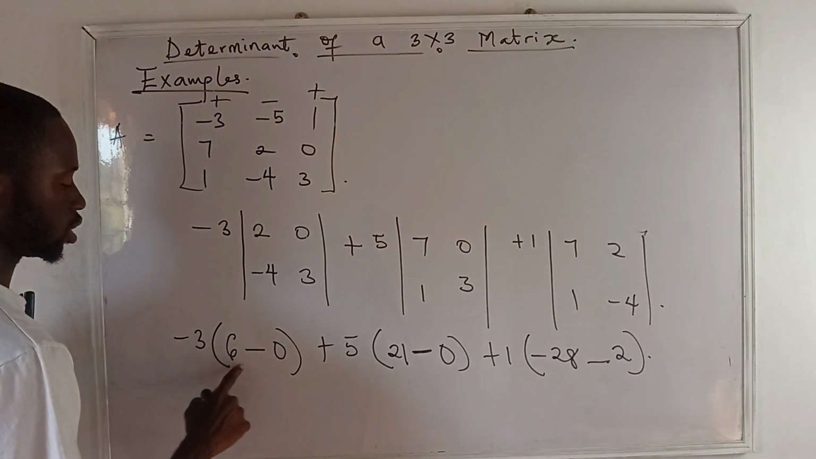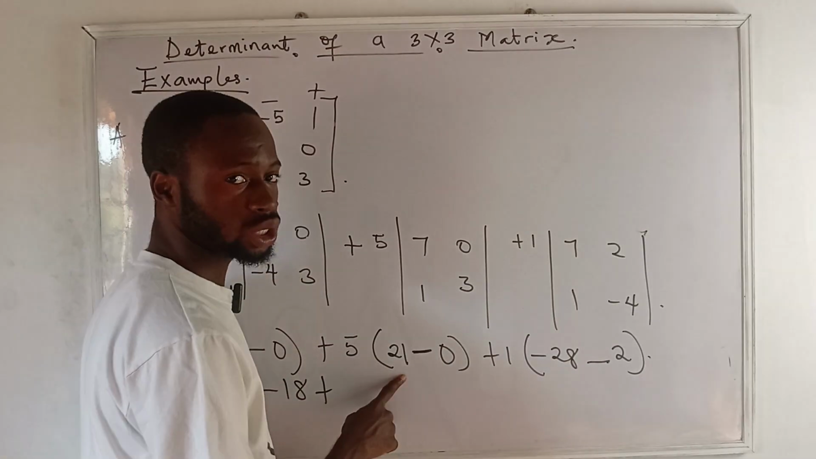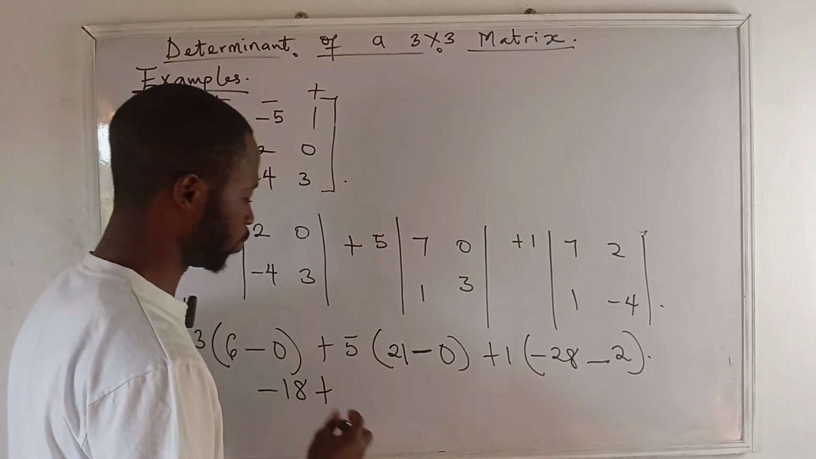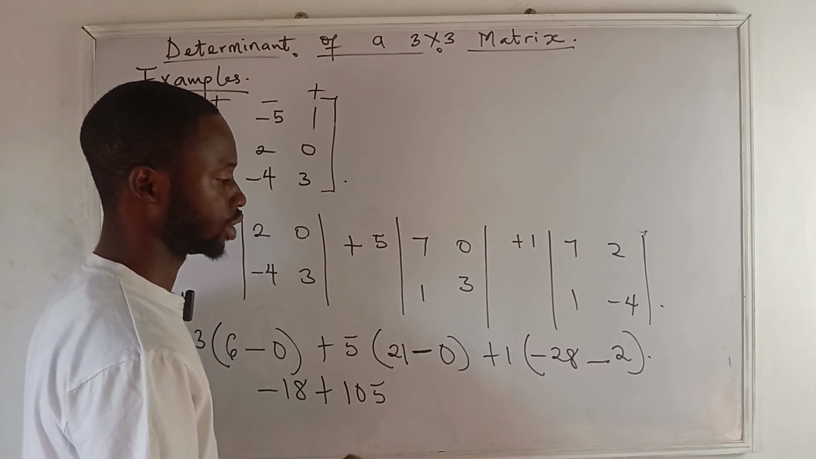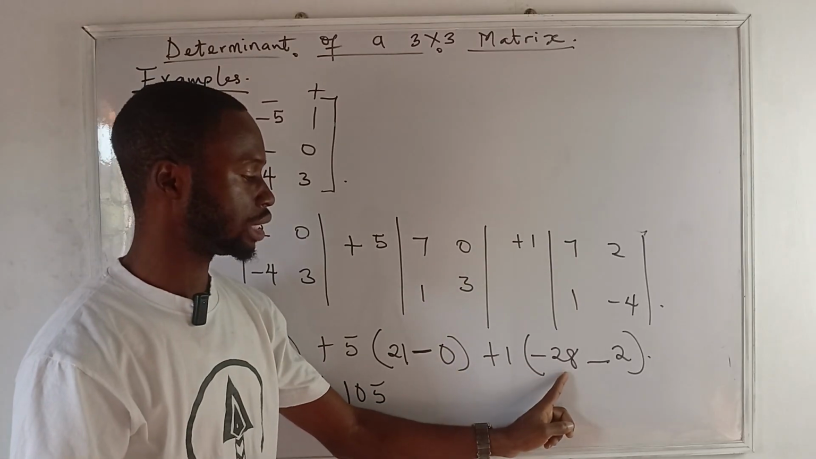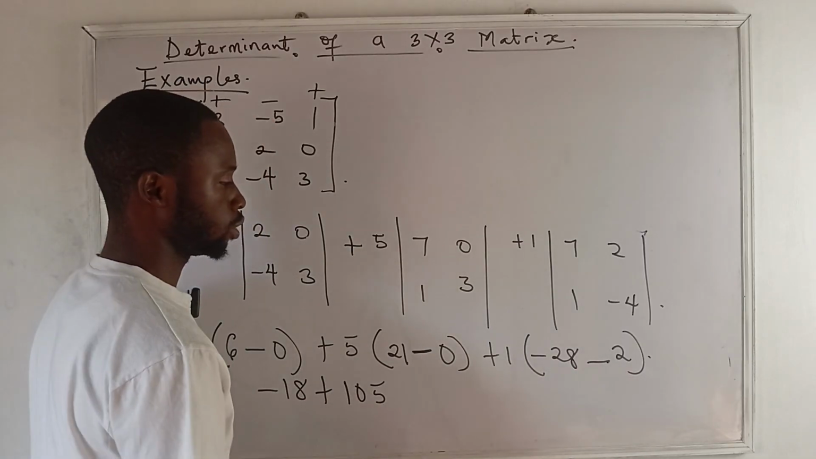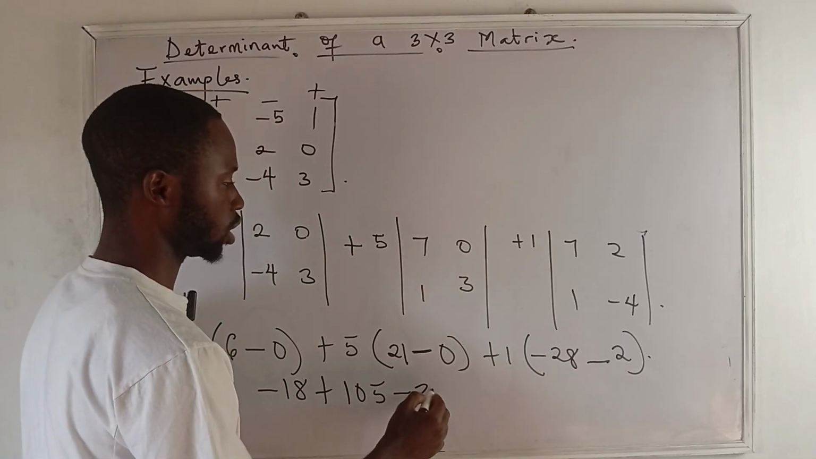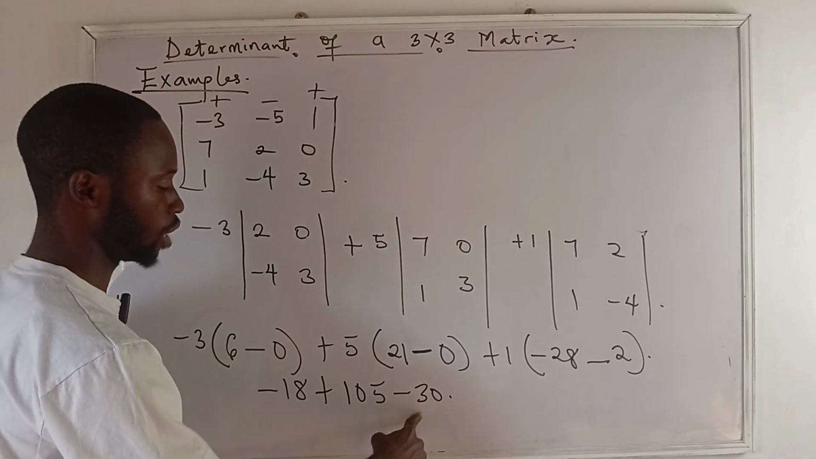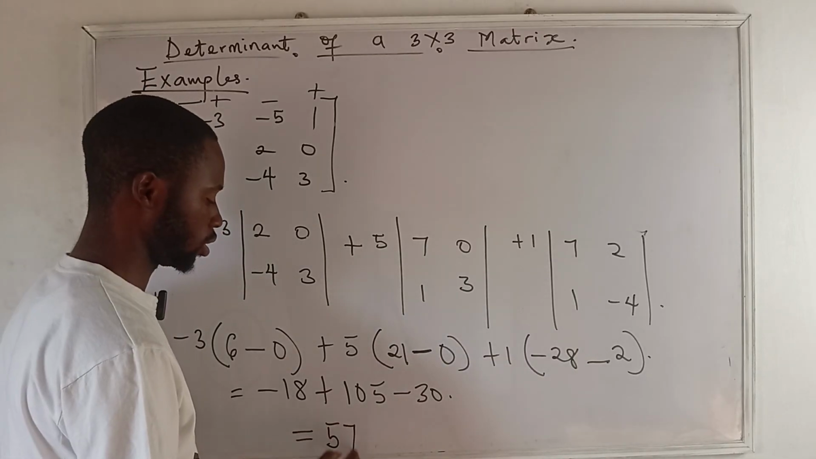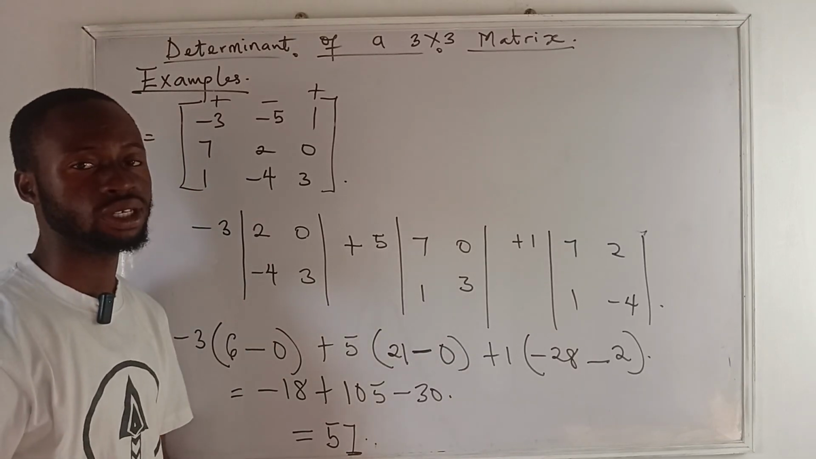Then what we have here is, this is 6. Then 6 times minus 3 is minus 18. It's 21 here. 5 times 21 will give us 105. Then we have plus 1 here. So minus 28 minus 2 gives us minus 30. Then minus 30 multiplied by plus 1 will give us minus 30. Then we're going to have minus 18 plus 105 minus 30, which will give us 57. So the determinant of A is 57.